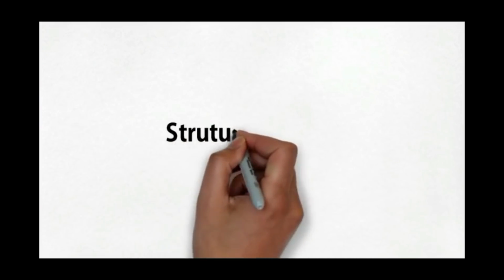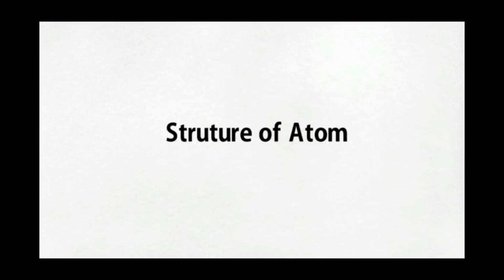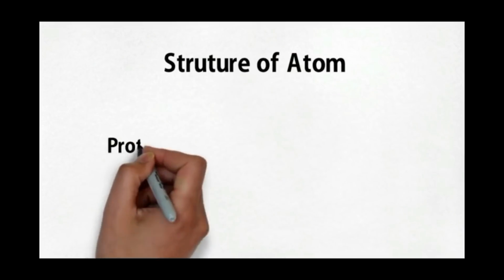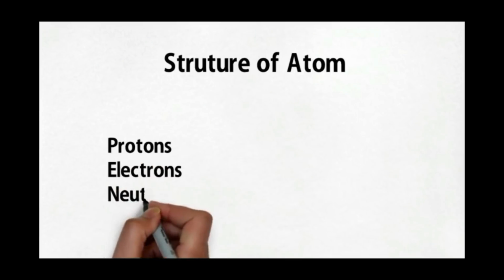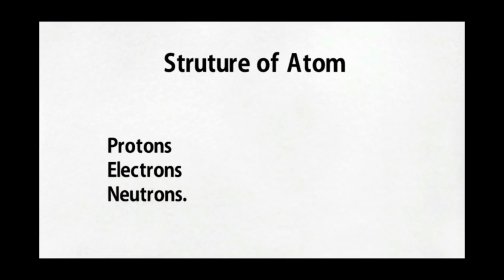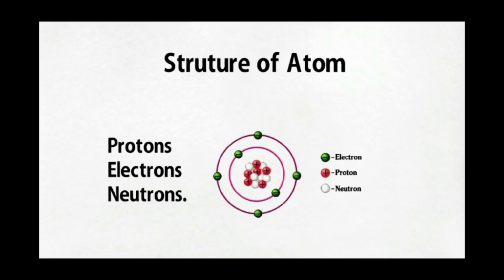Now let's know what atoms are made of. Atoms are composed of particles called protons, electrons, and neutrons. Protons carry a positive electrical charge, electrons carry a negative electrical charge, and neutrons carry no electrical charge at all.